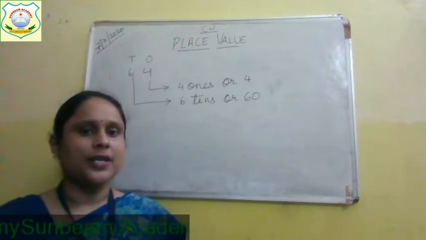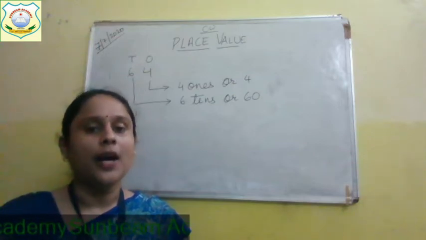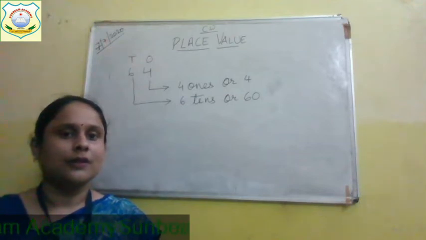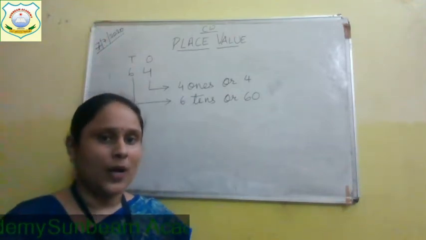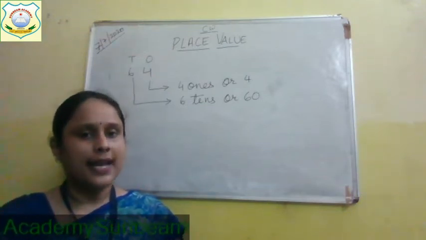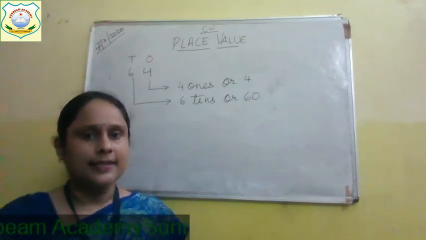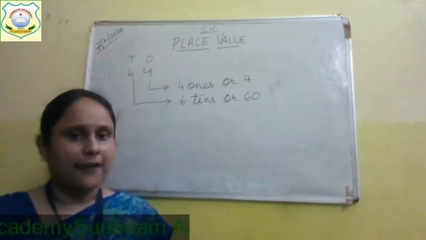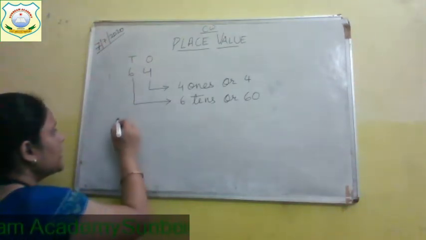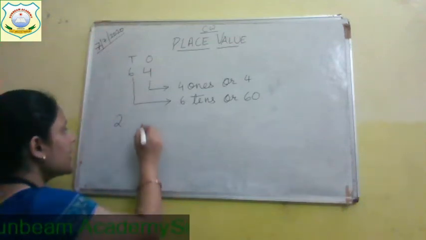Note down this question in your notebook, children. After that, I will show you how to do our question number 2. Four is in ones place, so you will write 4 ones or 4. 6 is in tens place, so you will write 6 tens or 60. After this, come to question number 2. I hope you all have written your question number 1. Now come to question number 2, children.